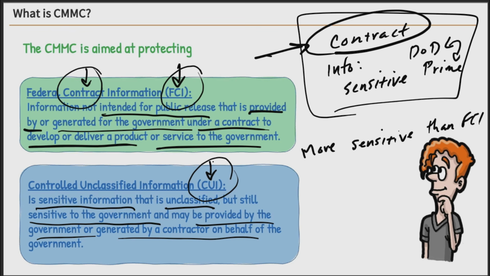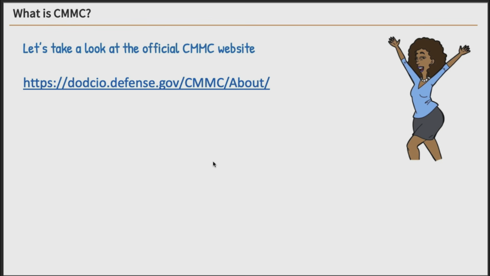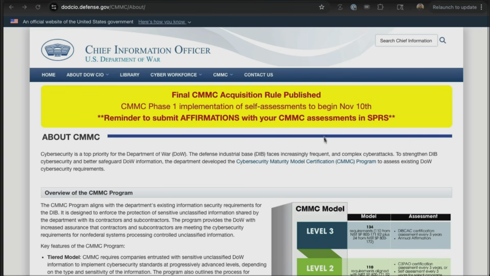All right, super. So now let's jump out and take a look at the official CMMC website and tool around a little bit. All right, here we are at dodcio.defense.gov/CMMC/about. And you'll see right here, this is the Chief Information Officer, CIO, of the Department of War, previously Department of Defense. Who knows if it'll go back. But I will say in the course, I just use DoD for everything because the name changes and such. We're sticking with DoD throughout the course.